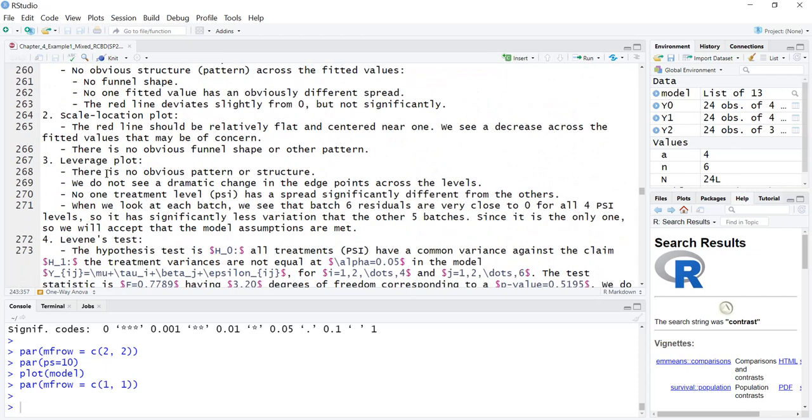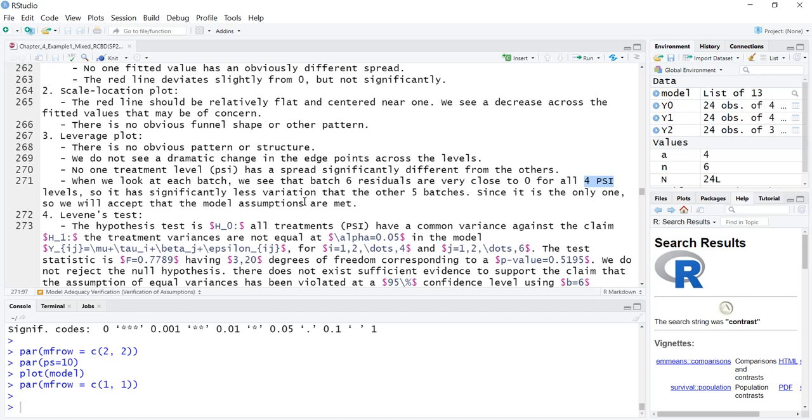Okay, so this is the leverage plot. Again, there's no obvious pattern or structure. We did not see a dramatic change in the edge points across the levels. No one treatment, PSI, has a spread that seems significantly different from the others, or it's obviously different. When we look at each batch, we see that batch 6 residuals, that's the one I was just pointing out, are all very close to 0 for all 4 PSI levels. So it has significantly less variation than the other 5 batches. However, since it's only 1 out of 6, we will accept that the model assumptions are met. I'm going to verify that a little bit.